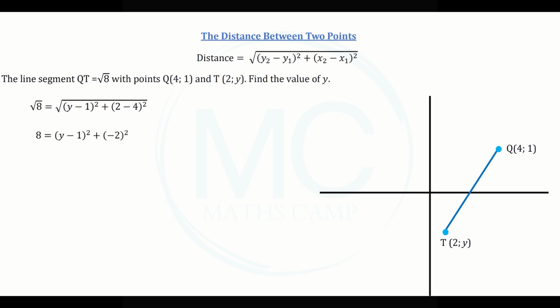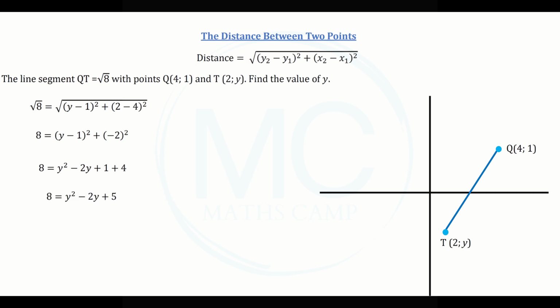Now we can square our brackets. On the left, we have 8. On the right, y minus 1 squared gives us y squared minus 2y plus 1. Then we have plus negative 2 squared, which is positive 4. Let's tidy up the right-hand side. So we have 8 is equal to y squared minus 2y. 1 plus 4 gives us positive 5.